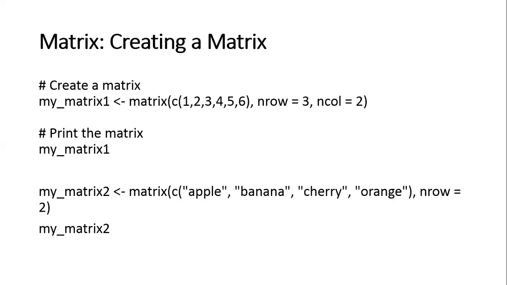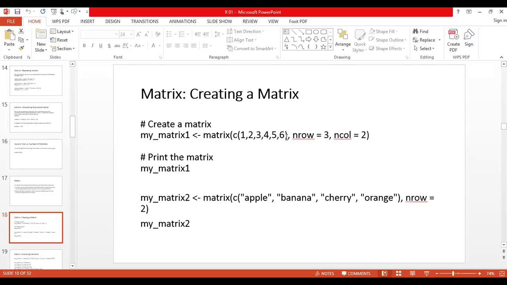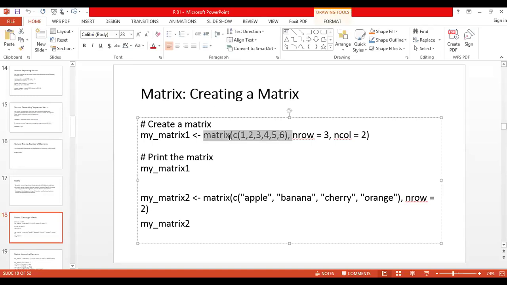Creating a matrix. How do we create a matrix? We use the matrix function. We just supply the values in the form of a vector. And then you specify your nrow and your ncol. That talks about the number of rows and number of columns.